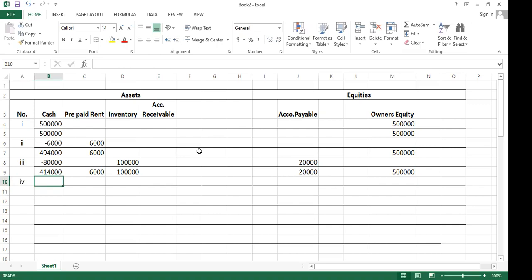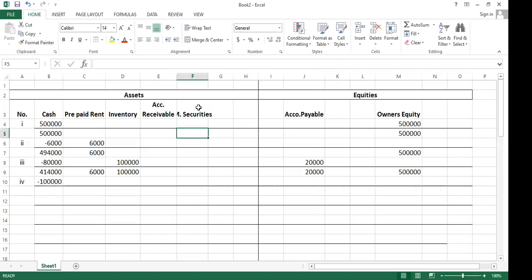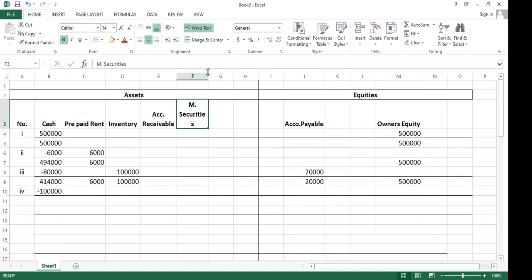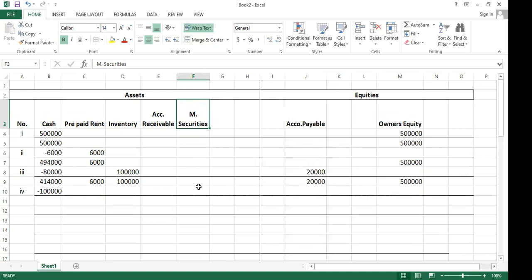Purchased marketable securities for cash 100,000. Reduce cash by 100,000, reduce the marketable security, and newly add marketable securities. Add the 100,000, and there is no change in the owner's equity because we add 100,000 minus 100,000.